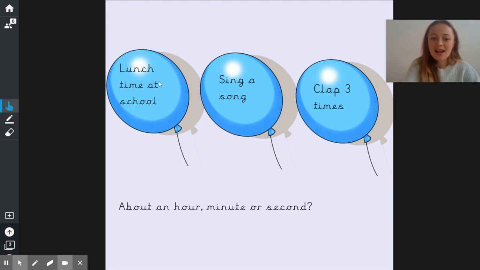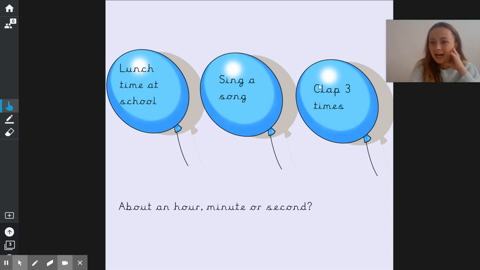So we've got lunchtime at school. So how long is lunchtime for when we go out, we have our lunch, we then have playtime till we come back in? How long does it take you to sing a song? And how long could it take you to clap 3 times? So which of those do we think is the longest?